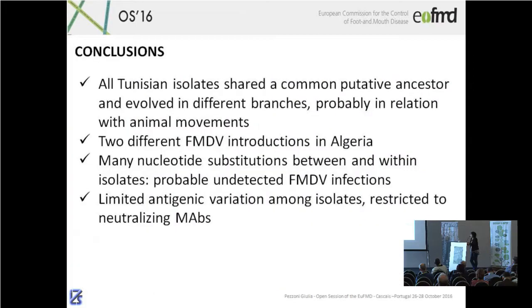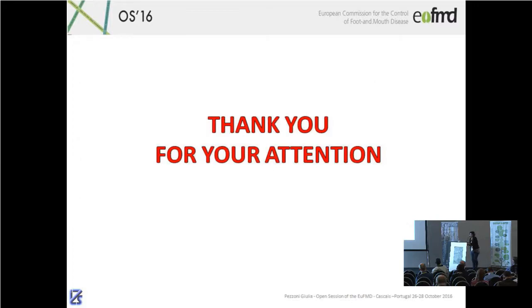So in conclusion, all Tunisian isolates shared a common putative ancestor and evolved in different branches in Tunisia, probably in relation to animal movements, but we have to study this more. Two different FMDV introductions occurred in Algeria. Many nucleotide substitutions were detected between and within isolates, and probably there was undetected FMDV infection, or we don't have enough samples analyzed. And there was also a limited antigenic variation among isolates, restricted to neutralizing MABs. I have finished. Thank you for your attention.